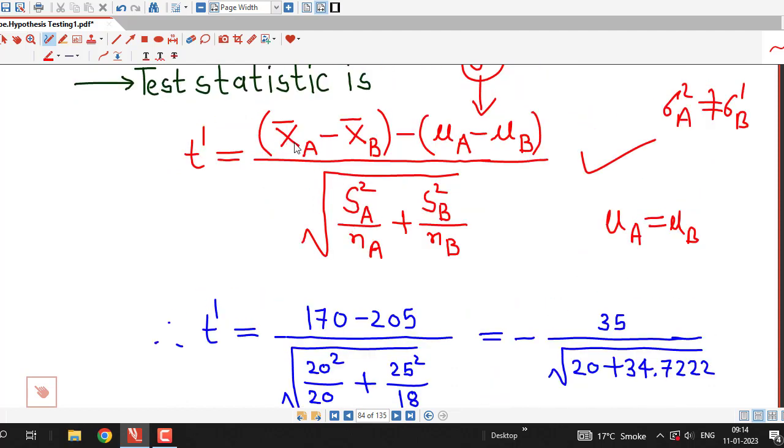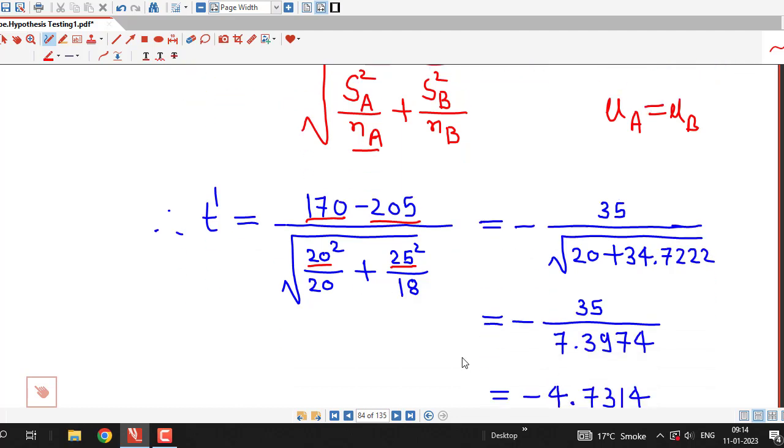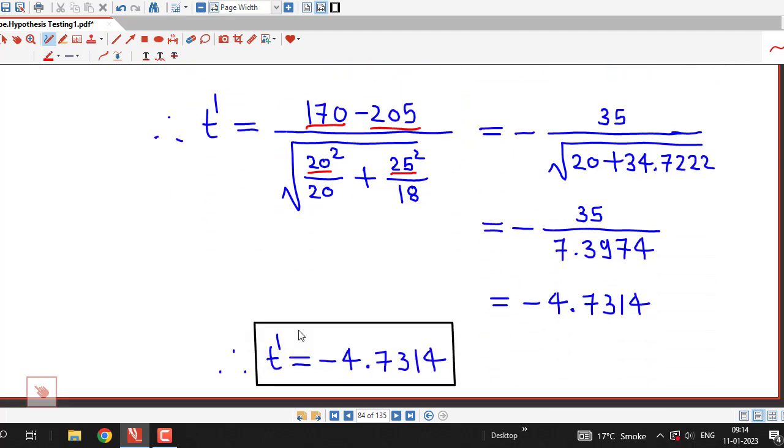Average sample mean for salesman A is 170, salesman B is 205. Sample standard deviation for salesman A is 20, and here we have to square it. For salesman B it is 25. Here sample size is 20, here it is 18. And using a scientific calculator I find that the value of t dash is minus 4.7314.